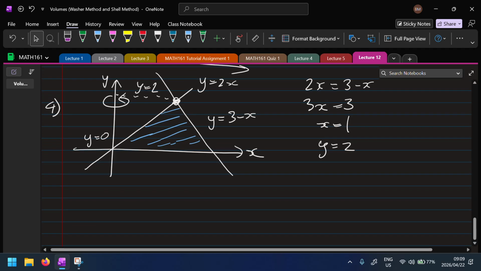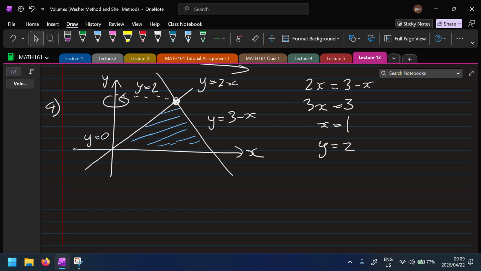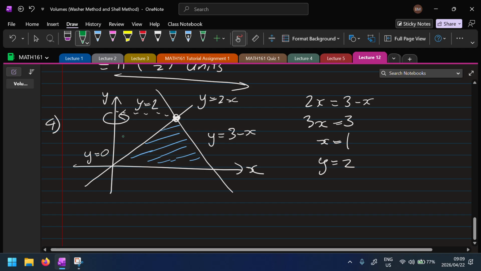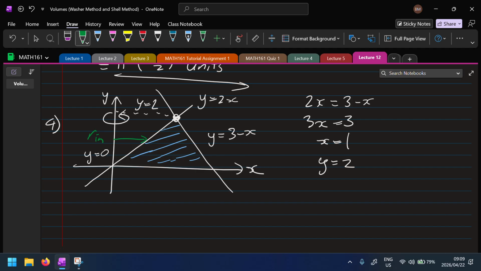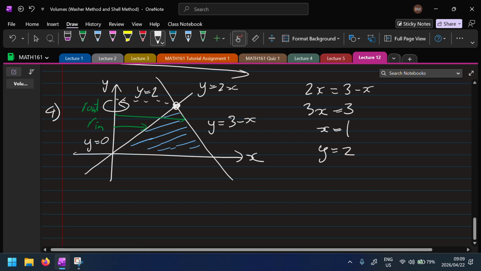Next, we need the inner radius and the outer radius. So we're going from the y-axis out to that region there. The smaller distance will be the inner radius, the larger distance will be the outer radius. So this will be r in for the inner radius, and then going out to that second line, that will be r out. What are those going to be? That horizontal distance will be in terms of x, but remember, we need to write it in terms of y. So let's do that quickly.